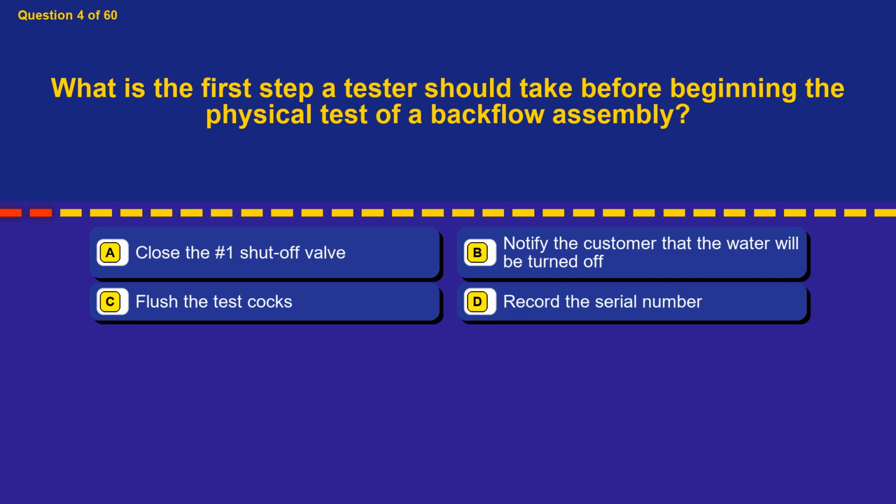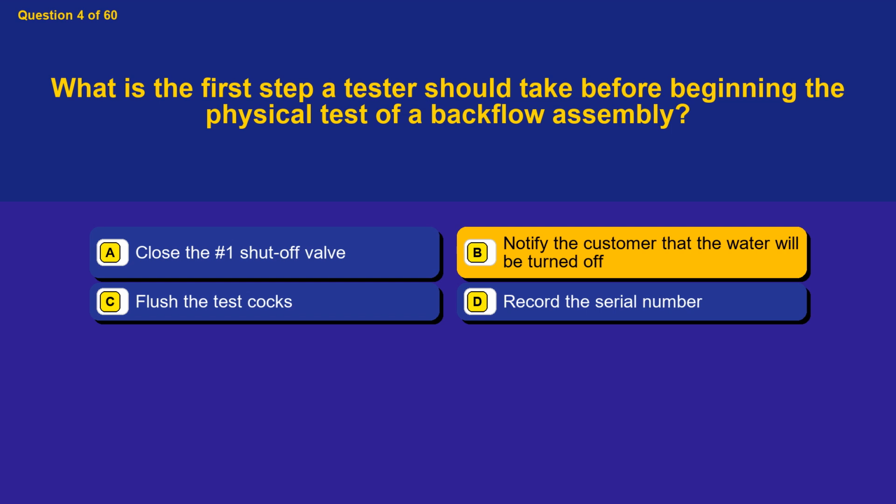Question 4. What is the first step a tester should take before beginning the physical test of a backflow assembly? Option A, close the number 1 shutoff valve. Option B, notify the customer that the water will be turned off. Option C, flush the test cocks. Option D, record the serial number.